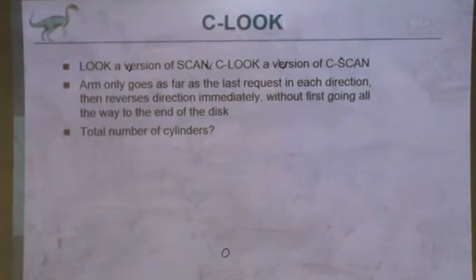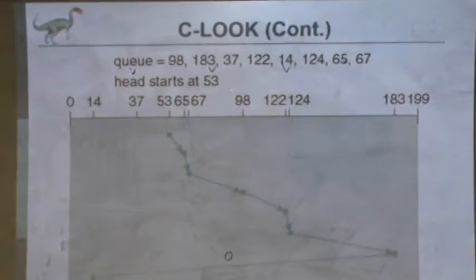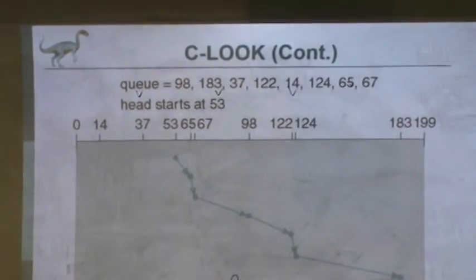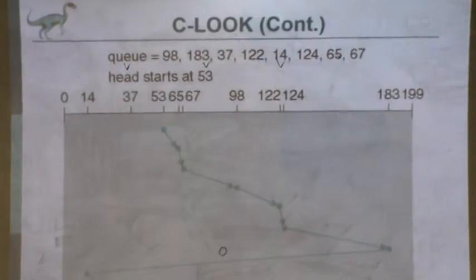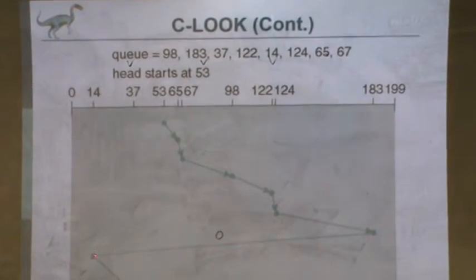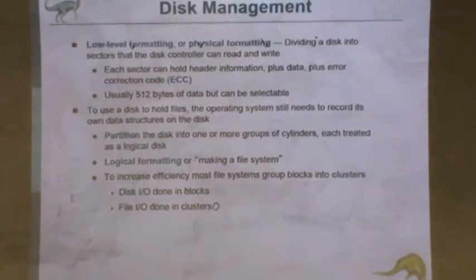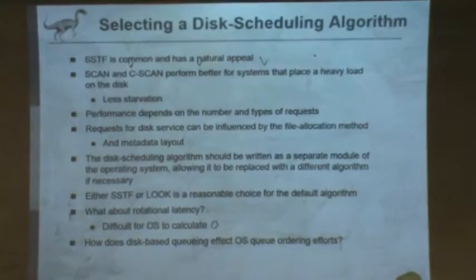Okay. Then C-LOOK is, why don't we skip the starting point and end point? Just read the data in between, the lowest to highest cylinder number. At that time, you need to consider which one is the minimum or which one is the maximum cylinder number. So in this case, you can read the data and bring back to the lowest point and read the data and so on. Okay.